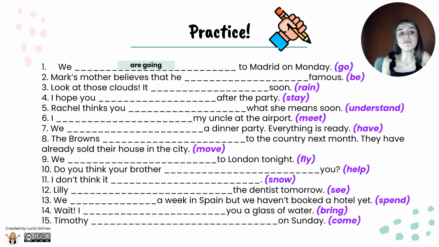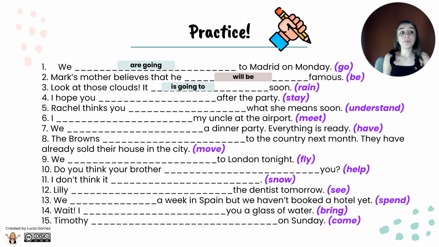Then, if we have something like Mark's mother believes that he will be famous, okay, that's his mother's belief. It's not something that it's going to happen for sure, okay? Look at those clouds. In this case, there's an evidence, and even though it could be possible that it doesn't rain, it is going to rain soon in the sense that there's an evidence, okay? Like the one of my ring, imagine.